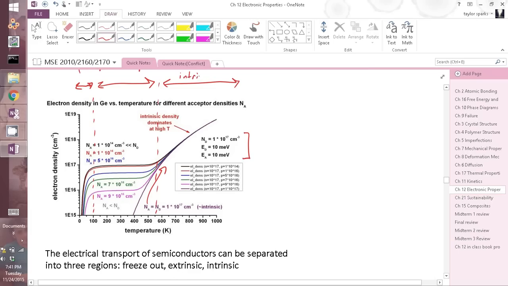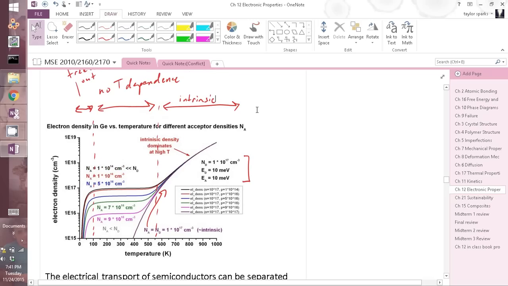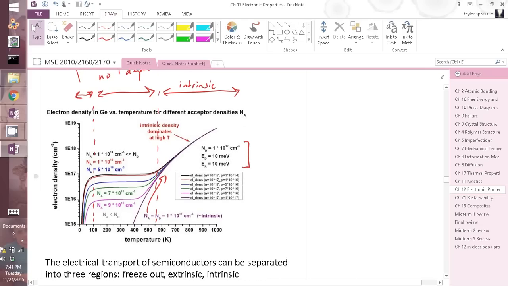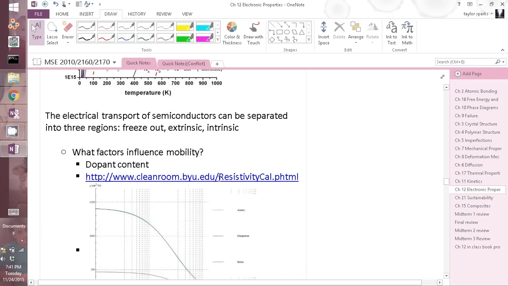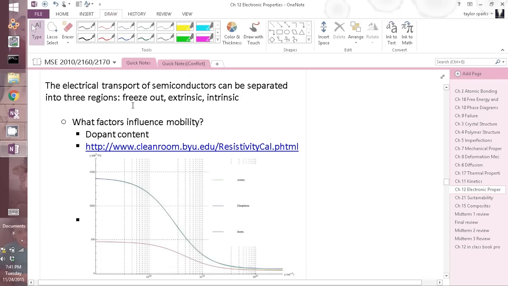Intrinsic. So in this picture, we added 1 times 10 to the 17th centimeters cubed of donors. However, once we get above a certain temperature, greater than the band gap, basically, it starts creating its own electrons, and it doesn't need donors to create the carriers. And so it starts to dominate, and it starts to look like an intrinsic material. See how all these lines merge together? And it starts to behave just like an intrinsic semiconductor at high enough temperatures. Okay? We will talk more about that in class tomorrow. So the electrical transport of semiconductors can be separated into these 3 regions: freeze out, extrinsic, intrinsic.